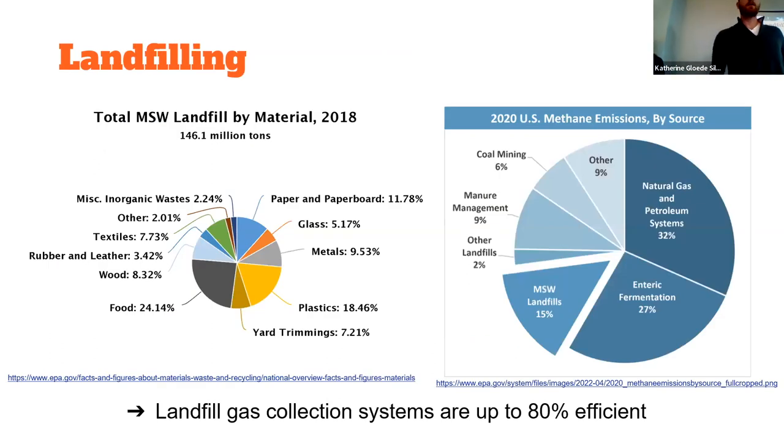So the current prevailing method, as Maria had said earlier, for disposing of food waste is majority sent to landfill. So this accounts for roughly 21 to 24% of all waste streams, about the equivalent of 35 million tons a year. This produces methane gas.